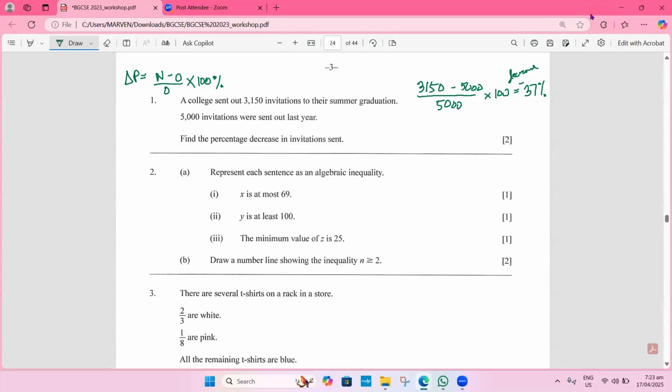Okay? The negative sign here only indicates that the change is a decrease. So it's 37%. Okay, next one.